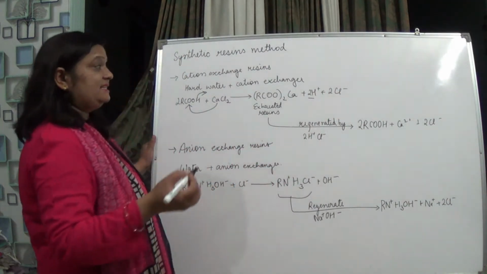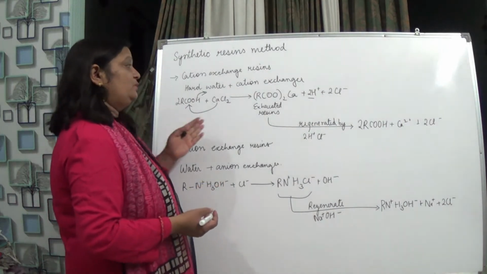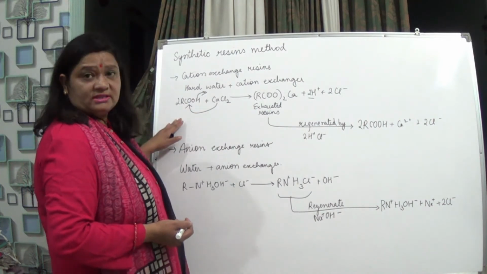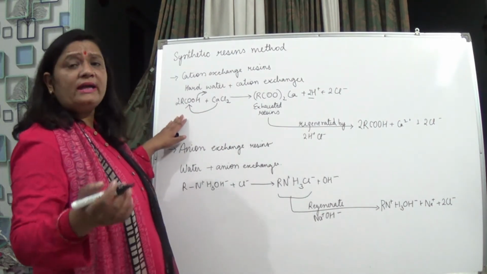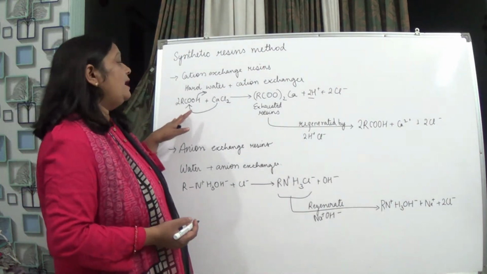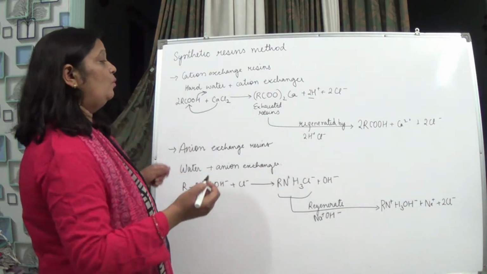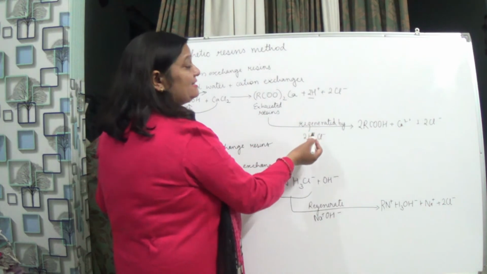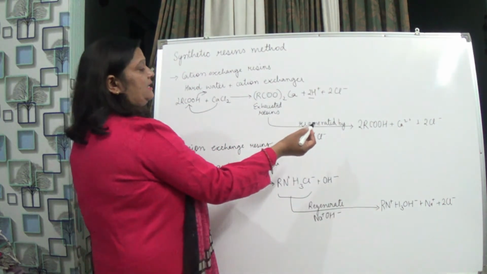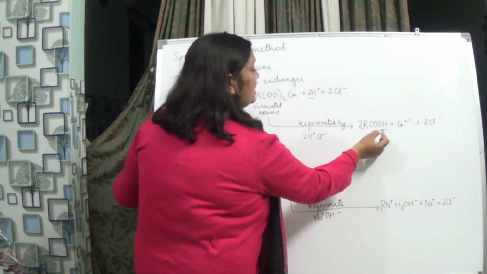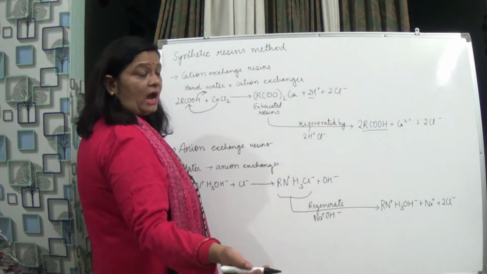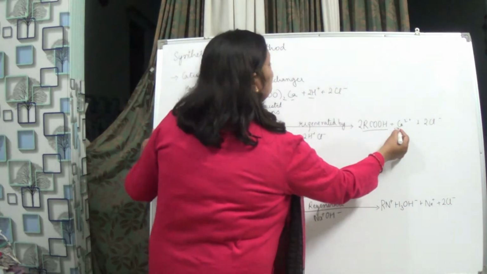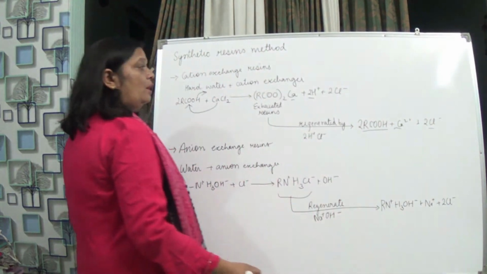This can be used for regeneration also. When this RCOOH gets exhausted, one time comes when it will be finished off. At that time, if we add HCl to it, this regenerates RCOOH again, which can be used again to make the water soft. The calcium is removed out and the calcium chloride is also removed out.